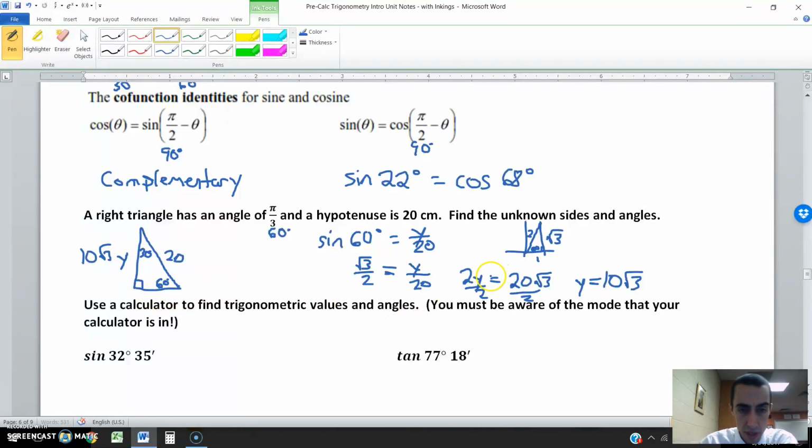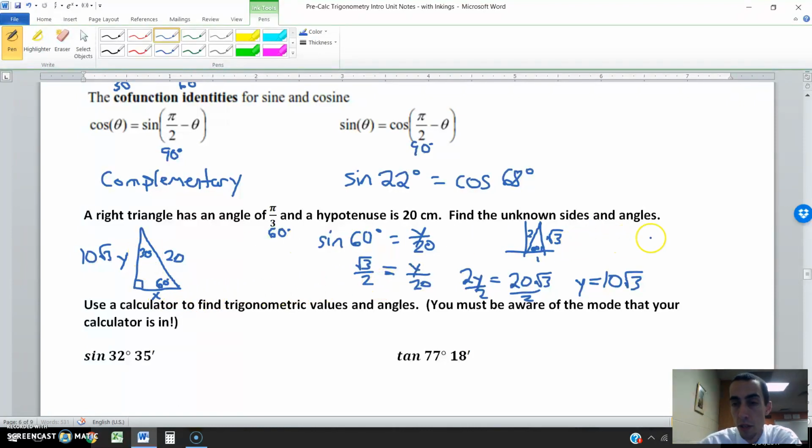Last side, we could do a couple different ways. For the last side, what I want to do is find this side here. I'm going to call it x because it's a horizontal distance.